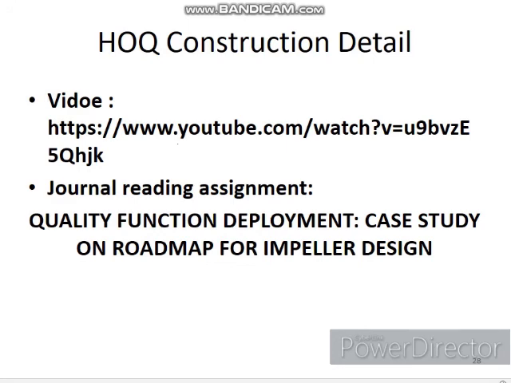And the other thing is I also uploaded a journal article for your reading assignment. This journal is also a case study that uses house of quality to design a product, which is an impeller. So with these two additional resources, you should be able to understand how to construct a house of quality in detail. Okay. So that's the end of our lecture on quality function deployment.